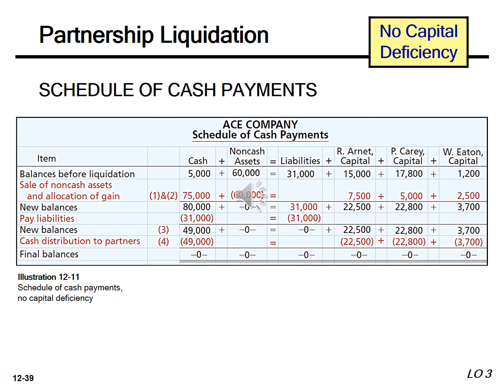Now the cash distribution to partners, step number 4. We're going to subtract the exact balance of the cash, which is 49,000, and it's going to be given to each of the partners based on their capital balances shown on their ledger accounts. So Arnett is going to take 22,500, Carey is going to take 22,800, and Eaton is going to take 3,700. And of course, we're going to end up with a 0 final balance for each of the accounts.